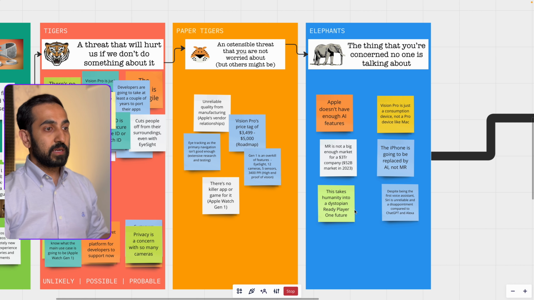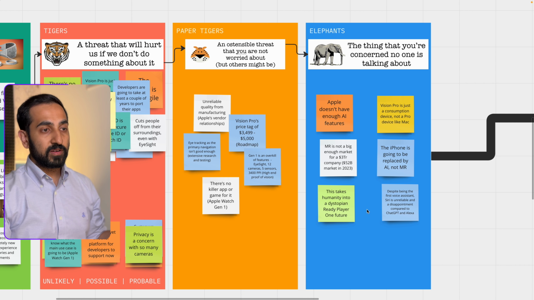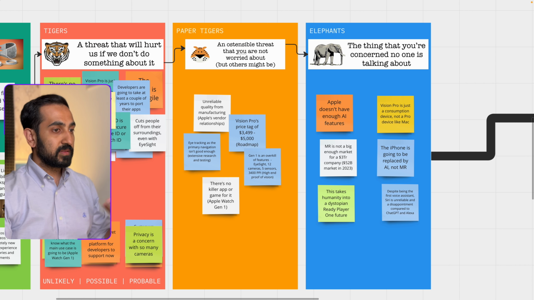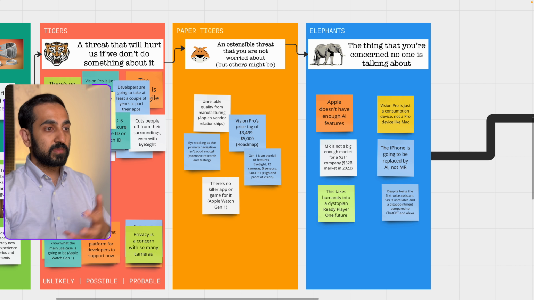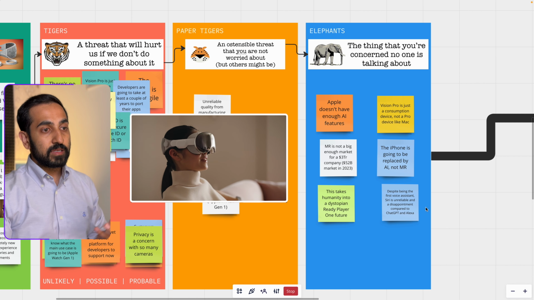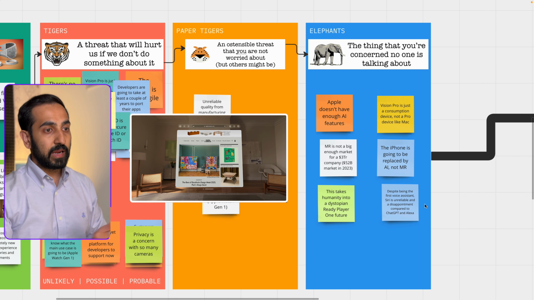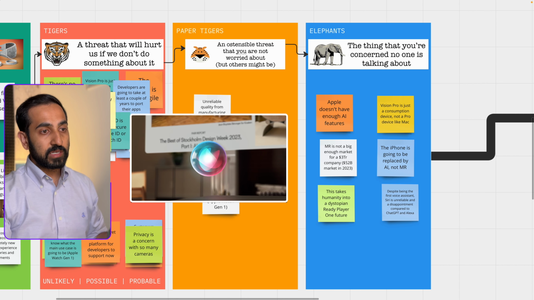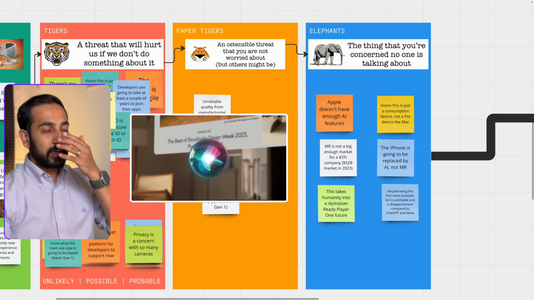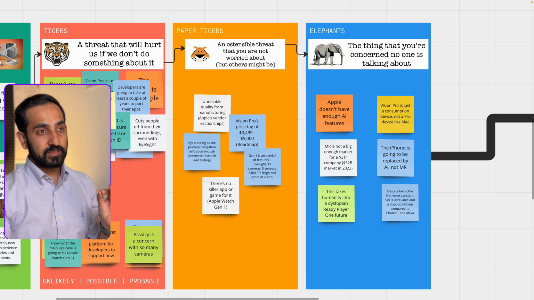This takes humanity into a dystopian Ready Player One future. That's not a bright future that we want to be building. And so we have to think about how we mitigate that with software features or ecosystem items, to make sure that we mitigate that as much as we can. And then, despite being the first voice assistant, Siri is really unreliable and a disappointment compared to ChatGPT and Alexa. Yes, we have to fix Siri.